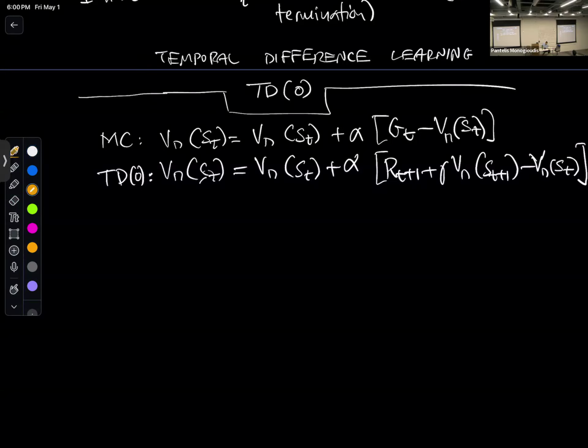You may notice this term over here that took the place of GT. This term here is called the TD target. And effectively, this algorithm implements learn as I go. So let's try to understand what's really happening here. Let's make an analogy. It's not a 100% valid analogy, but it is an analogy that you will probably remember after, in an interview.